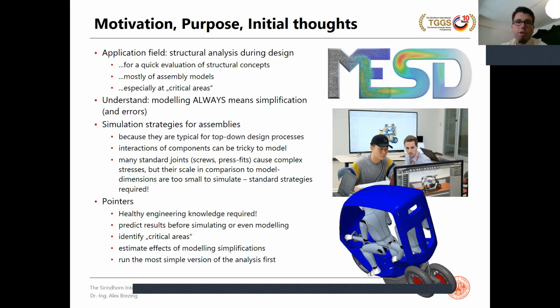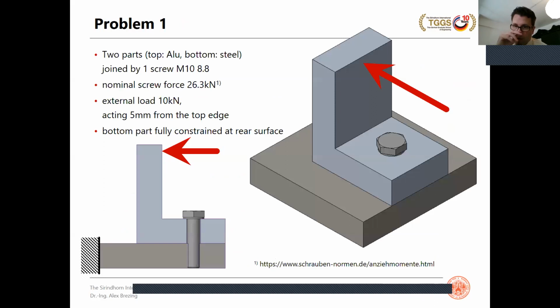So these are the general pointers and introductions. So back to the load case that we're looking at again. I'm pretty proud of this little load case here. So we have this aluminium L-shaped thing bolted down with an M10 screw with a nominal screw force of 26.3 kilonewton, and the external force, which is acting on the vertical arm of this L-shaped aluminium bracket, 5 millimeters down from the top edge. And the question is, what would be a feasible or appropriate way to simulate that load case?